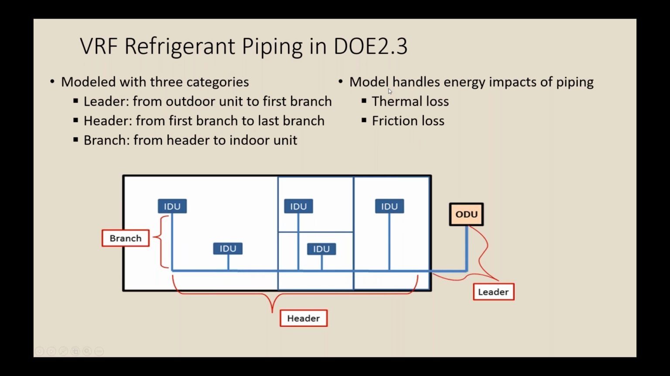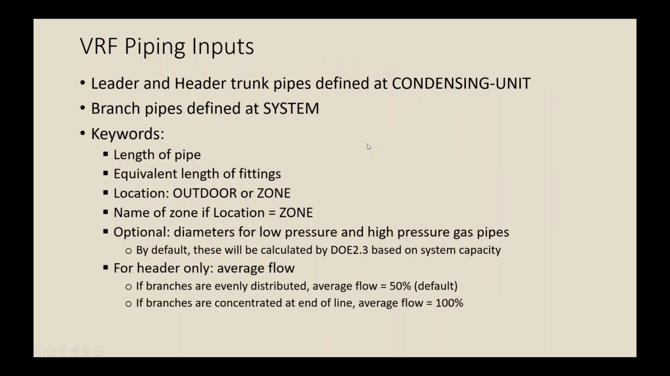And the function of the piping in the model is that it accounts for energy impacts, both of thermal loss through conduction through the pipe and radiation to the environment, and then friction loss of flow of the refrigerant through the pipes. So both of those are accounted for in the piping. I'll talk a little more about that. And so, yeah, here's the piping inputs.